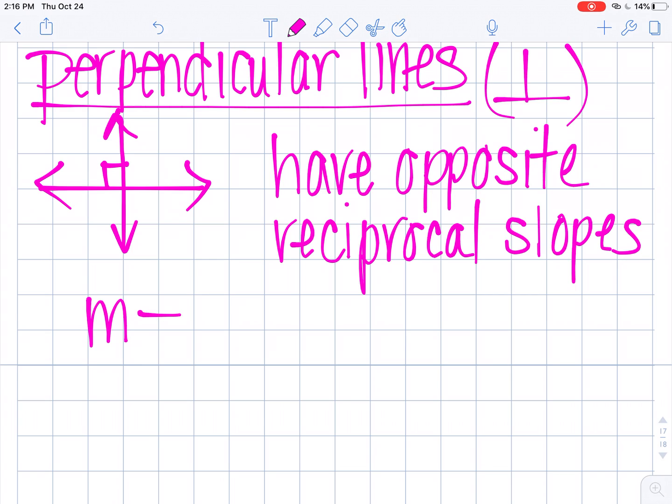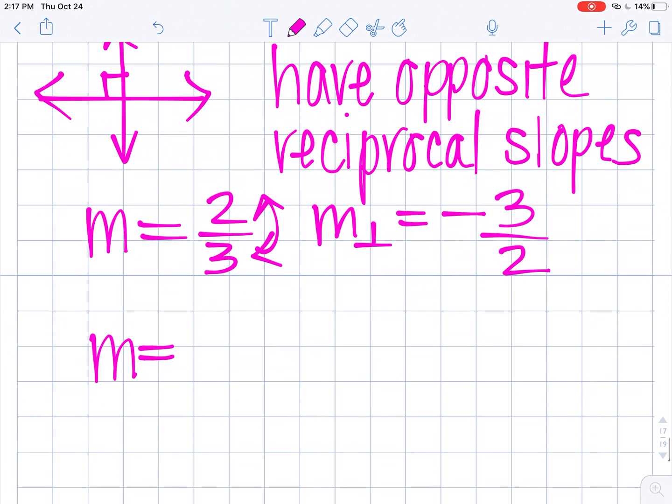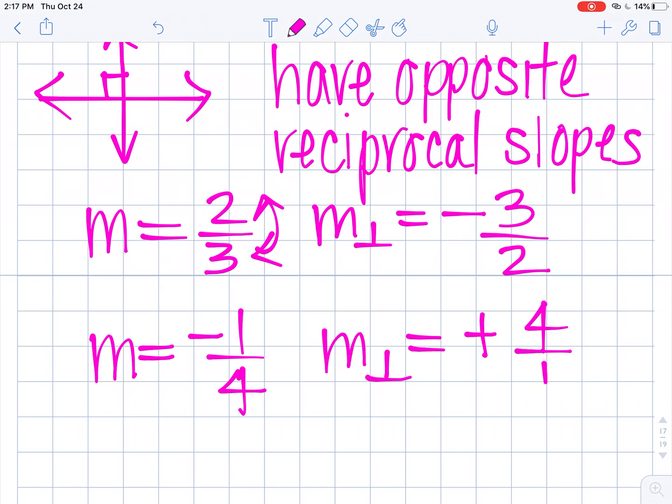So if I had the slope, we're going to start with a fraction of 2/3. A slope that's perpendicular to it, because this is positive, it's going to be negative, and I literally take my fraction and I flip it over, so it would be -3/2. If I had a slope that was a negative number, say -1/4, a slope that's perpendicular to it now becomes positive, and I take my fraction and I flip it over, so this would be positive 4/1. And remember, any number over 1 is the number itself, so it would just be positive 4.